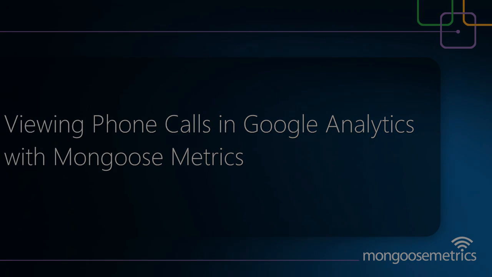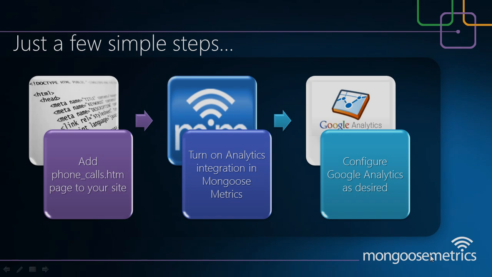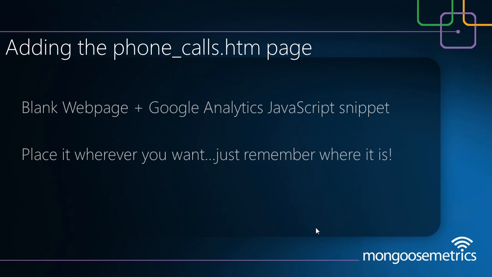Viewing phone calls in Google Analytics with Mongoose Metrics is quite easy to set up. It's a three-step process. First, you need to add a phone call HTML page to your site. Then you turn on Analytics integration in Mongoose Metrics. Then you configure Google Analytics as desired. Let's take a look at the first step.